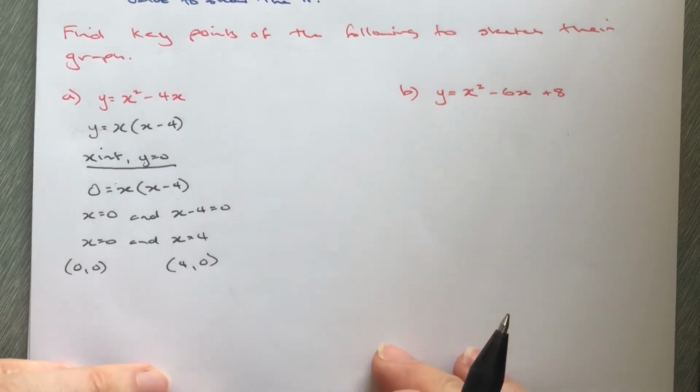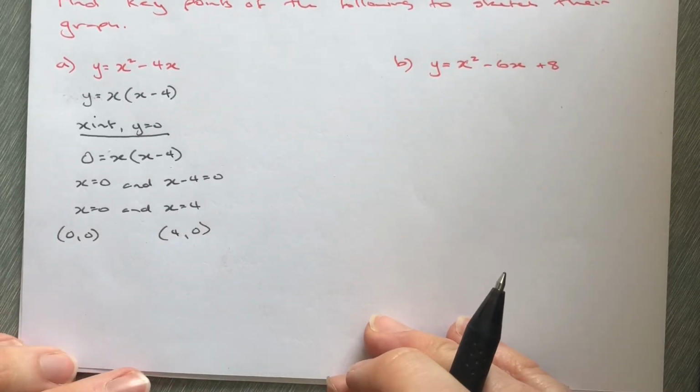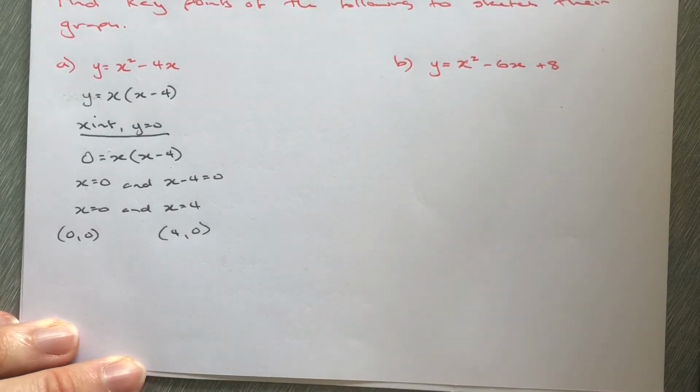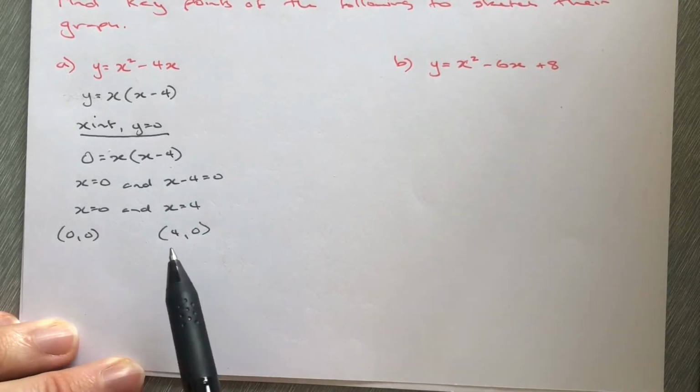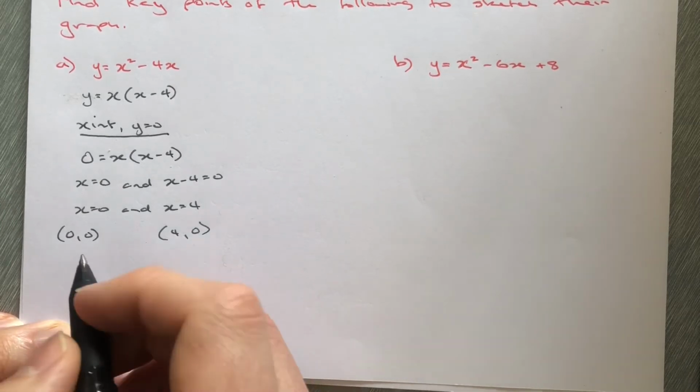Alright, now that we've got those two x-intercepts, and we know that the turning point's halfway between them, if you've got an x-intercept at 0 and 4, what's halfway between 0 and 4? The turning point must be at 2.